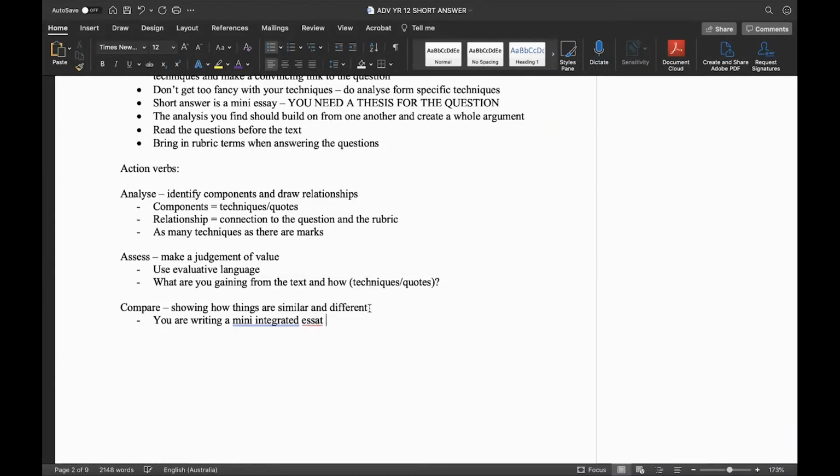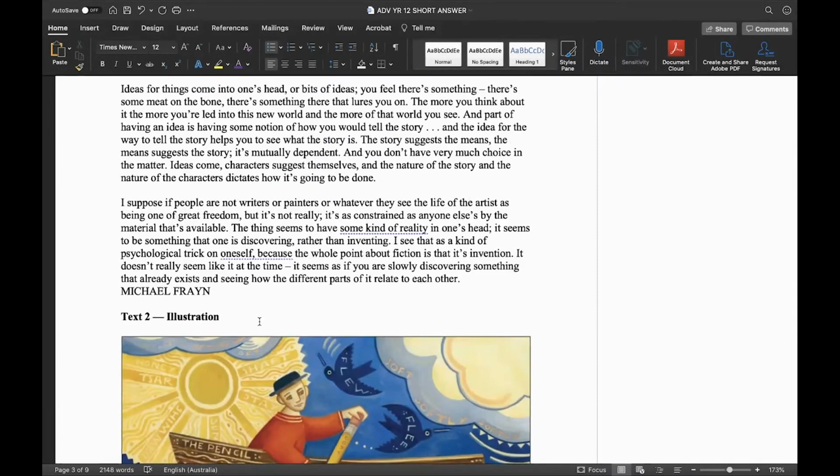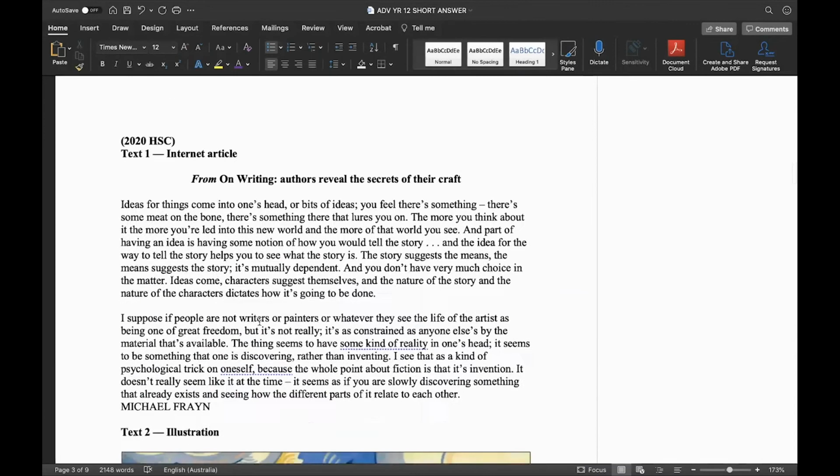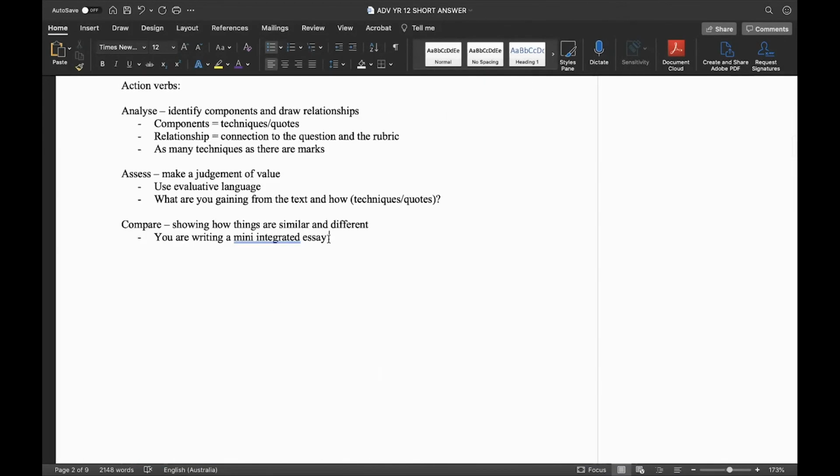However, I'll go through two ways to structure a compare essay for you. You can do it as a mini integrated essay. You can also do it a bit differently. I'll show you when we look at the first example, which is the 2020 HSC compare question. But yes, you're pretty much writing a mini essay and you need synthesis.